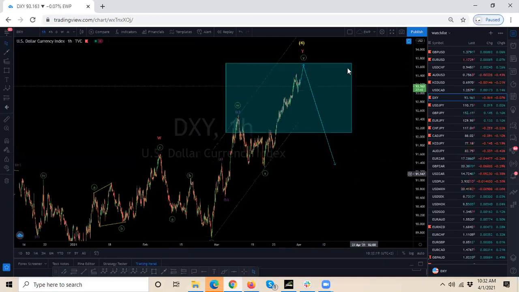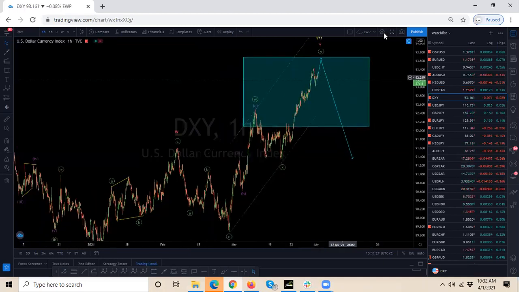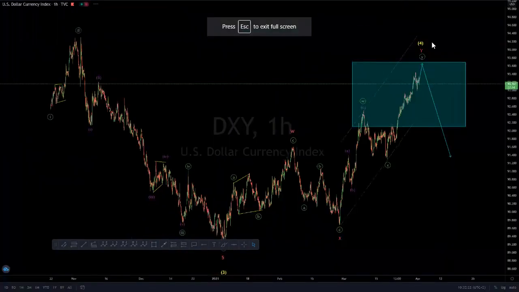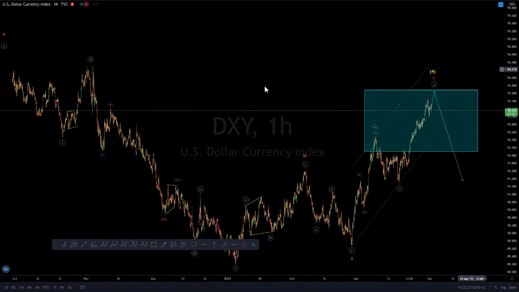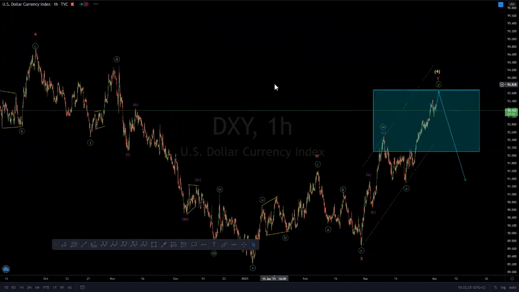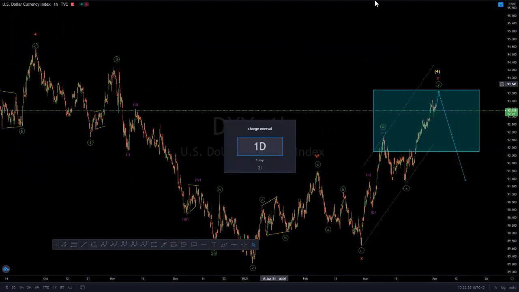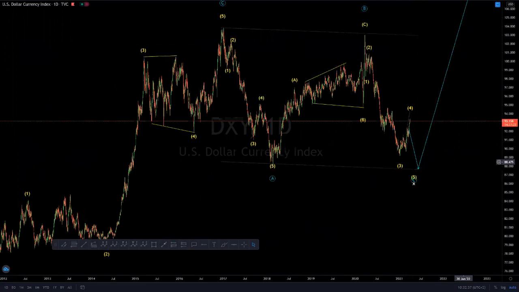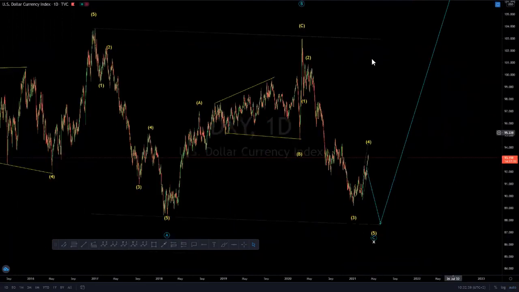This blue box might be violated, but violating this blue box wouldn't mean that we are now looking for a move to the upside. I'll show you. Let me just show you on a daily.